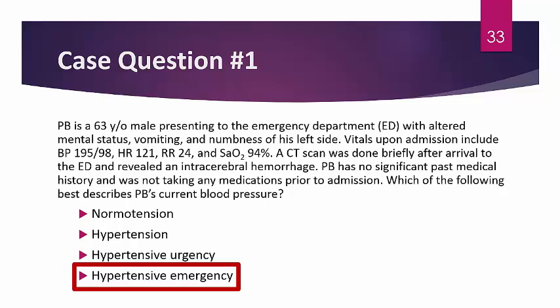Now at this point, we have to determine whether or not the patient has hypertensive urgency or hypertensive emergency. So remember, with hypertensive urgency, you won't see a lot of symptomatology or any end organ damage related to that. However, we do have that in this patient because this patient actually has altered mental status as well as intracerebral hemorrhage, which are two of the target organ damage criteria that you can use to diagnose a hypertensive emergency. So therefore, hypertensive urgency is not correct in this patient.